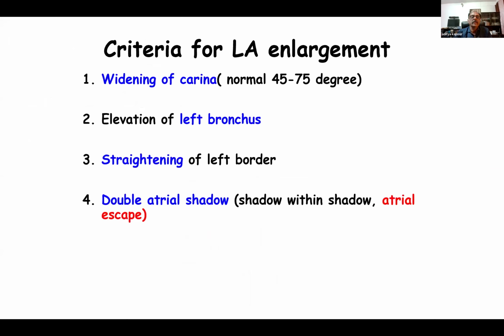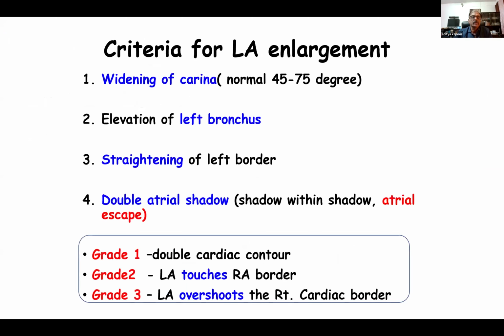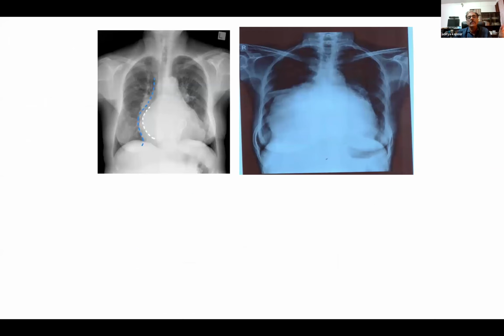Important historical things: double atrial shadow. So grade 1 is just a double contour. Grade 2 is the LA touches the right atrial border, and grade 3 is the LA overshoots the right cardiac border. So extreme examples of mild or extreme LA enlargement.